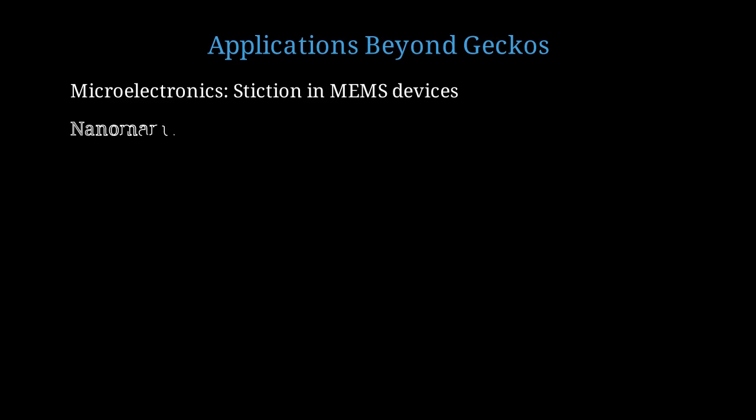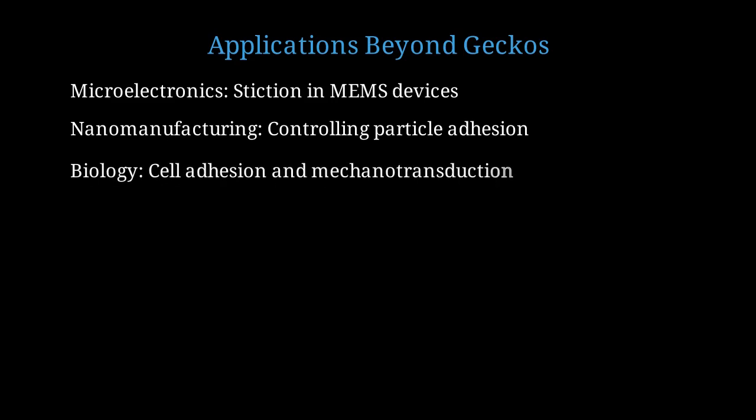Understanding nanoscale adhesion has profound implications across many fields. In microelectromechanical systems, stiction, or static friction due to adhesion, is a major failure mode. Tiny moving parts stick together permanently. In nanomanufacturing, controlling whether nanoparticles stick or don't stick is crucial for assembly and patterning. In biology, cells use nanoscale adhesion complexes to sense their environment and generate forces. Understanding these forces is key to tissue engineering.